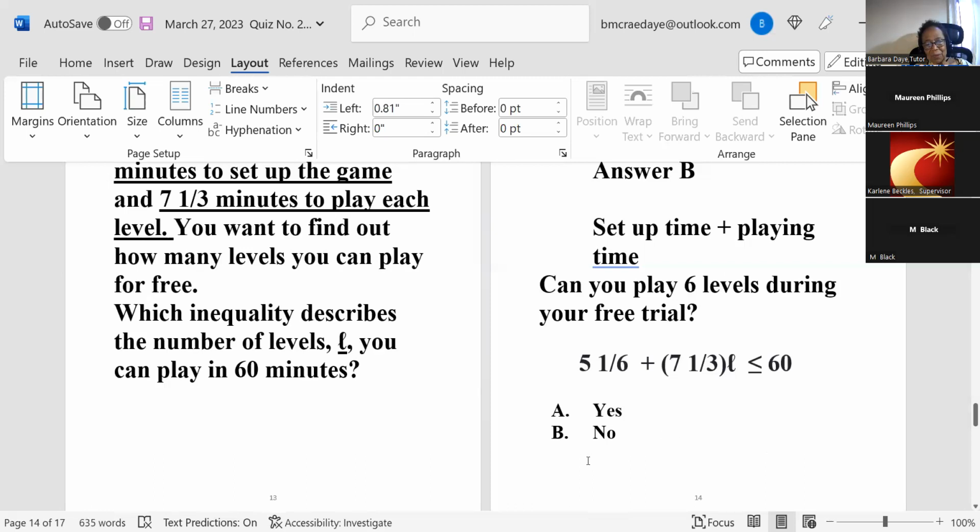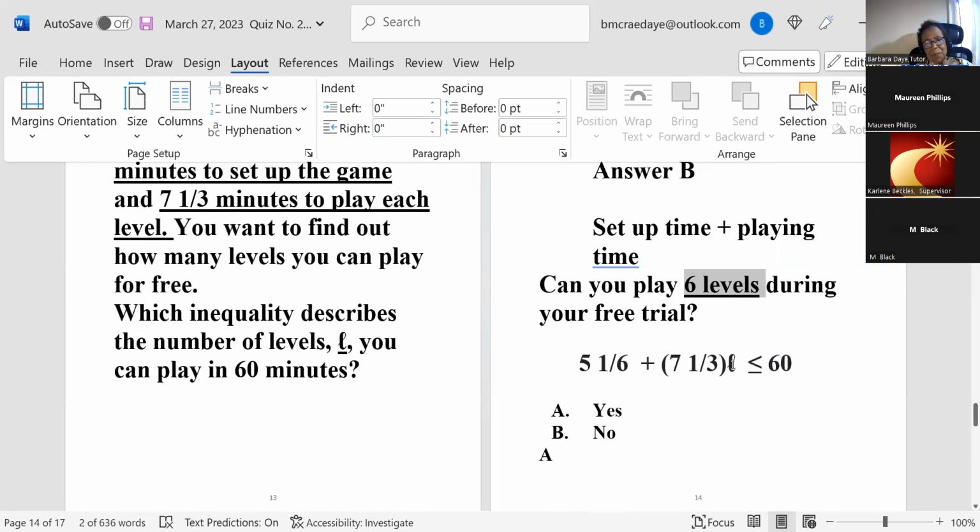So you're saying the way I should do it, I should say 5 times 7? That's how you're saying I should do it? No, no, no, no. 6 levels, when it says 6 levels, that means where L is, you're going to put a 6. Okay. So put a 6 right there.